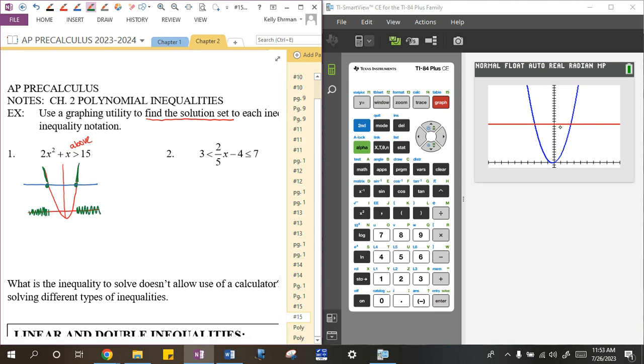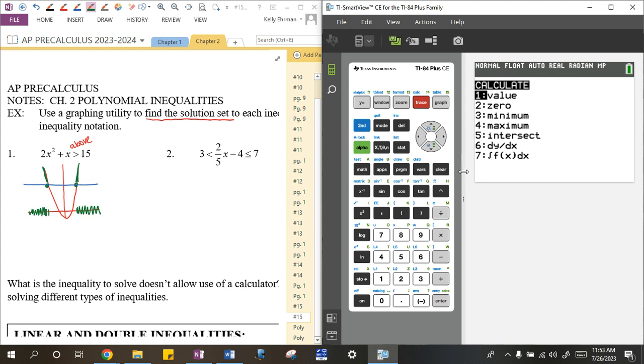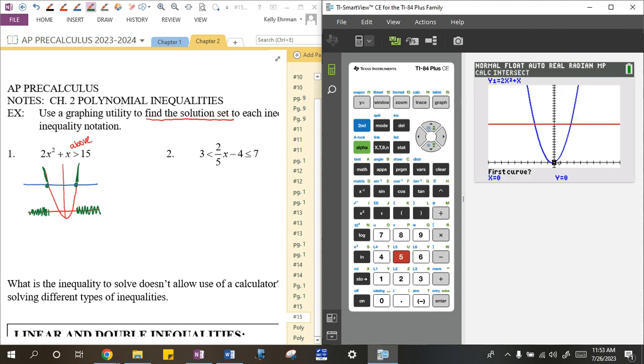And the calculator can tell us what those values are if we just ask it to find an intersection point. So second, trace, intersect. And it just says first curve, second curve. So is it on the first curve? Yes, press enter. Is it on the second curve? Yes, press enter. Whatever point it's closer to is where it's going to jump. So 2.5 is that x value.